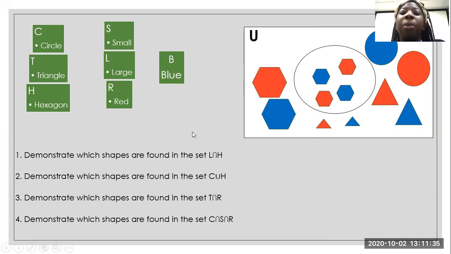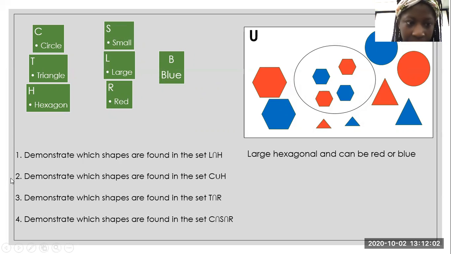Now, for this problem, we have to find out what we are looking for. So let's go to number one. We're looking for L and H. So what is L and H? We're looking for large and hexagonal. So for this problem, we're looking for a large hexagonal shape. Now it doesn't give us a color, so we're just going to assume that it doesn't matter if it's red or blue.